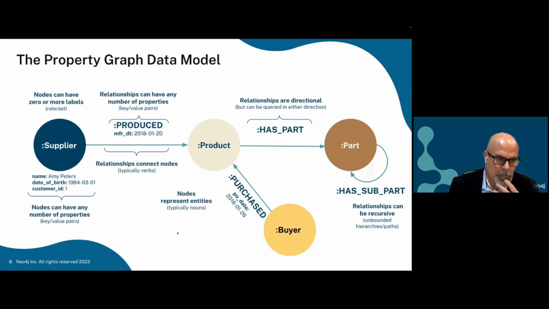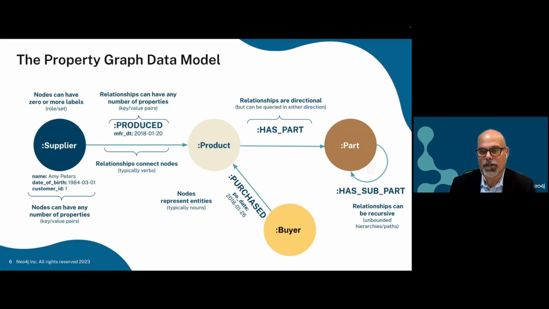And so typically when we think about a graph, we think about these nodes. The nodes can have data on them represented as key value pairs. The relationships also can have data on them. And what makes a graph really special is all of these relationships. And the relationships will have semantics, which means that they have a name.